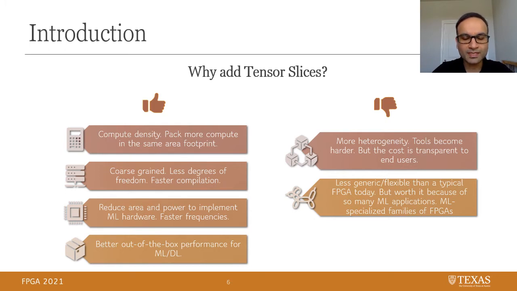There are some cons. For example, adding tensor slices leads to more heterogeneity in the FPGA, which means the tools become harder, but the cost is transparent to the end users. Then we can say that these slices make the FPGA slightly less generic or flexible than a typical FPGA today, but we think it is worth it because there are so many applications of ML, and ML specialized families of FPGAs could be created.